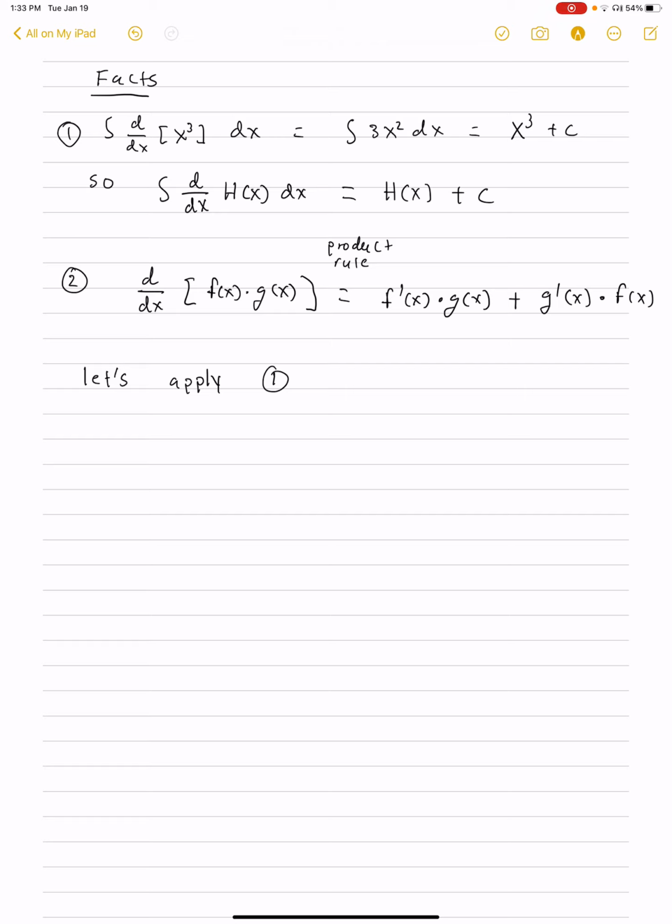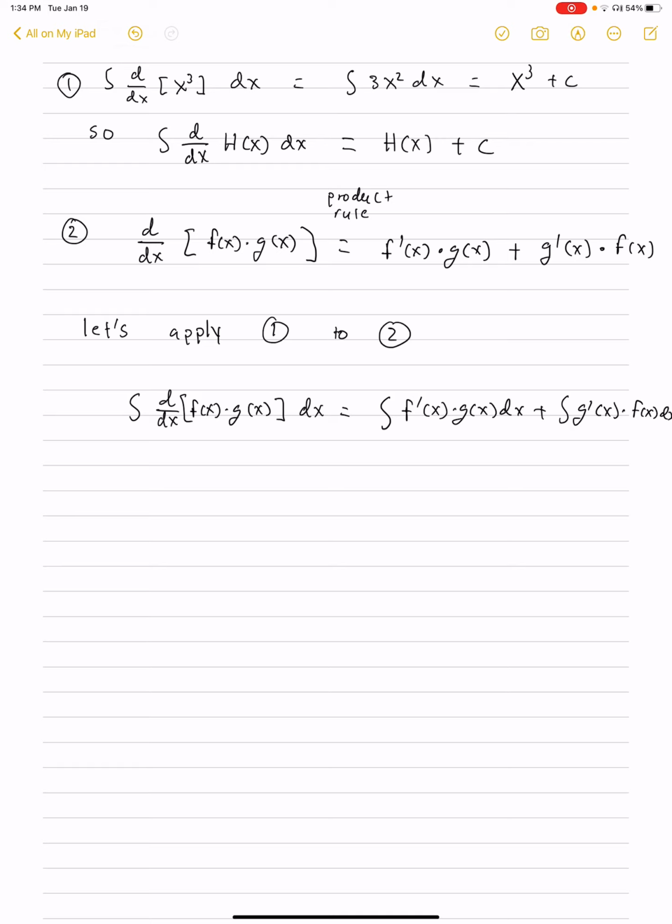So I'm just going to integrate this, okay. So that is the integral of a derivative. And then this is equal to, by the product rule, the integral of f prime of x times g of x dx plus the integral of g prime of x times f of x dx.